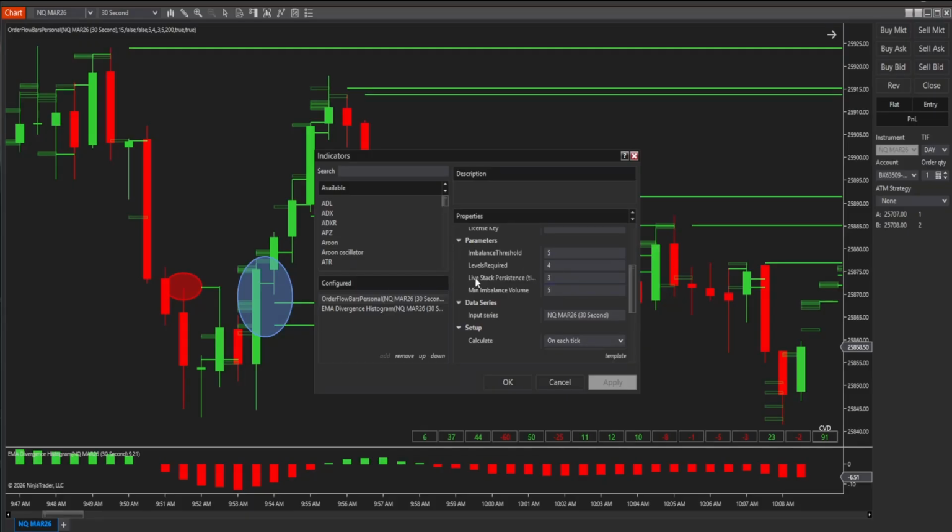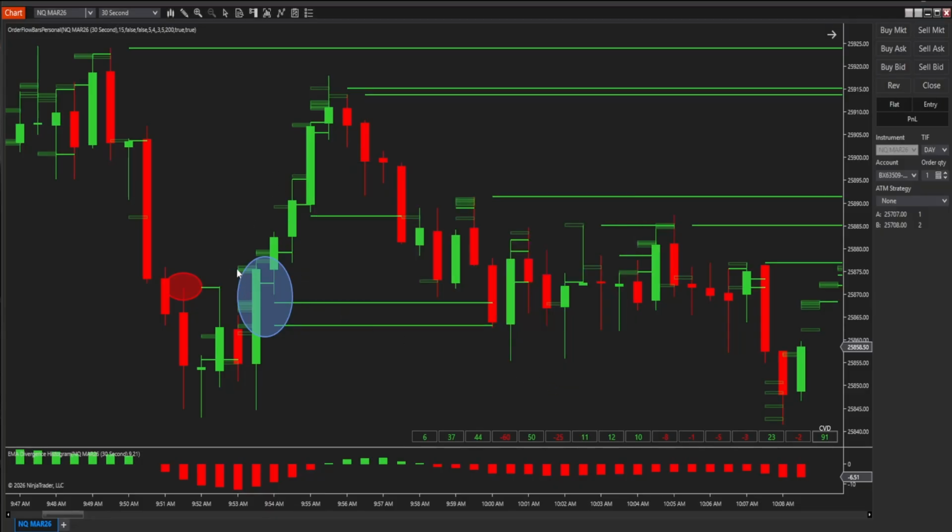Now we have live stack persistence and minimum imbalance volume. The minimum imbalance volume is 5. The live stacked persistence is set to 3. And that is for these areas right here. This area, this little green right here, the buying pressure, that's the level persistence. I'm just not going to show large buying. I want to see levels of persistent buying. And that's what this is right here.